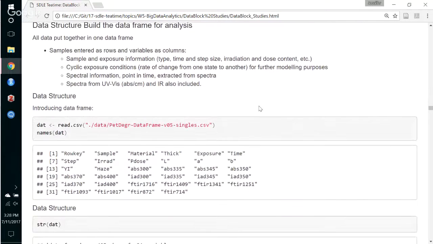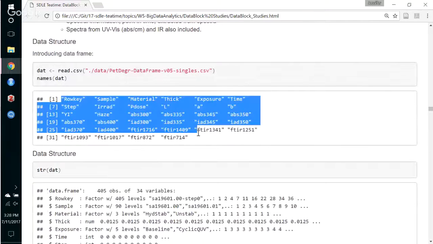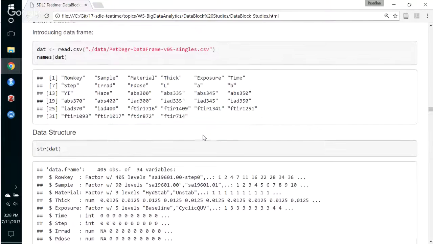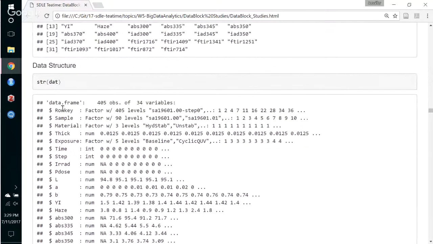So the next step is to build the data frame. He's got sample and exposure information: the type, the time, step size, irradiation, dose content, etc. The type of exposure condition, and spectral information that's converted to point-in-time measurements. These are all of the columns he has. The columns are the various variables, and the rows are all of the measurements. He has 90 samples, 30 of each type, so sample is a factor with 90 levels. He has 405 observations or rows, divided into the sample-step.